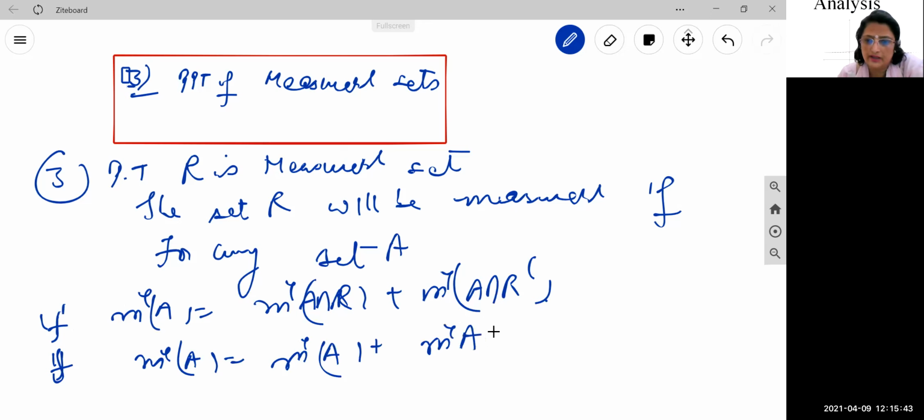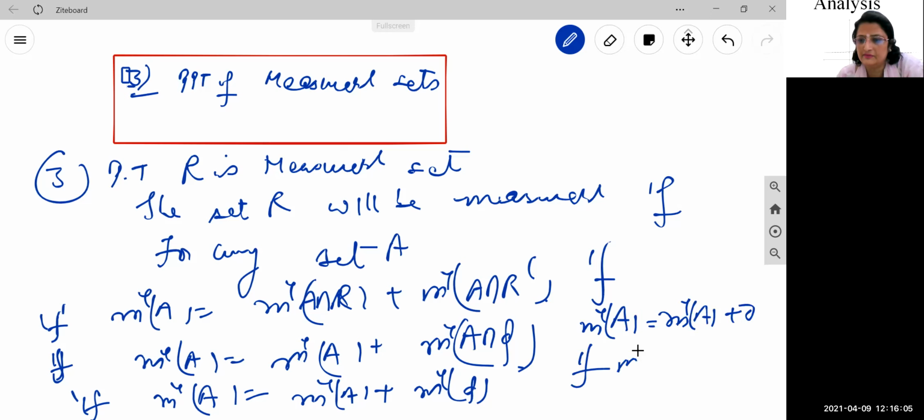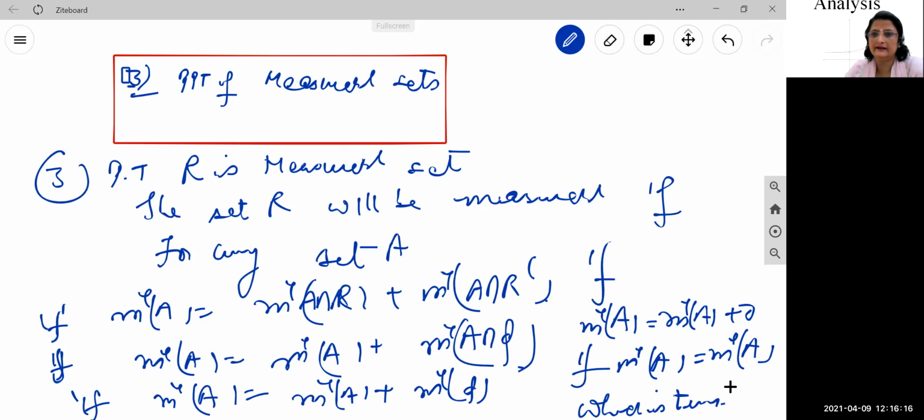What is R complement? This is equal to phi. If and only if m star A is equal to m star A plus m star phi. और m star phi क्या है? 0. If m star A is equal to m star A plus 0. So if m star A is equal to m star A, which is true, तो सेम क्वांटिटी इज इक्वल हो सकती है. ठीक है जी. Which is true. Therefore, what you will write at the end, therefore the set R is a measurable set, right?